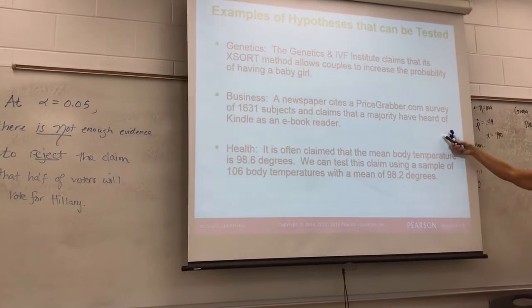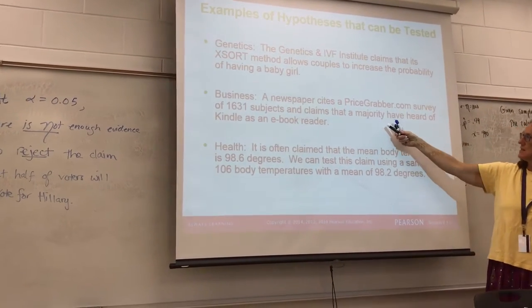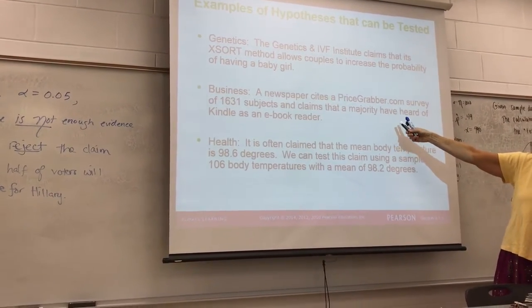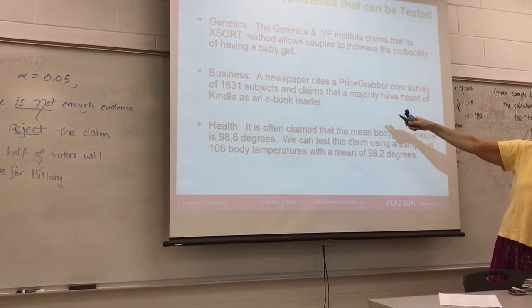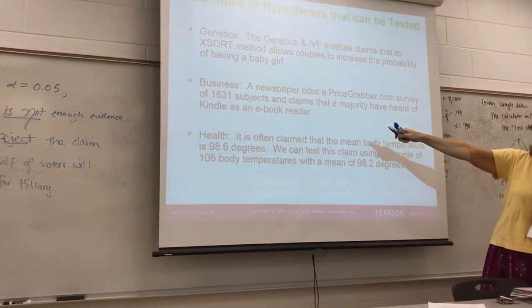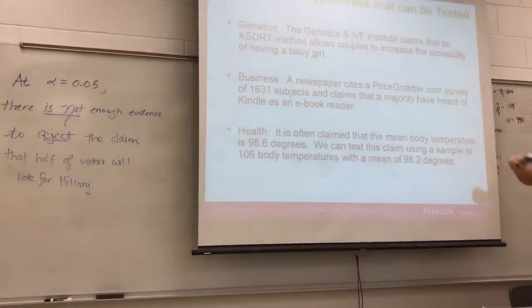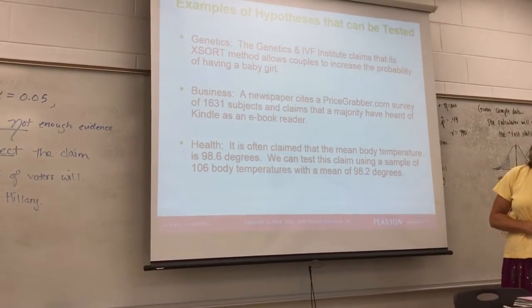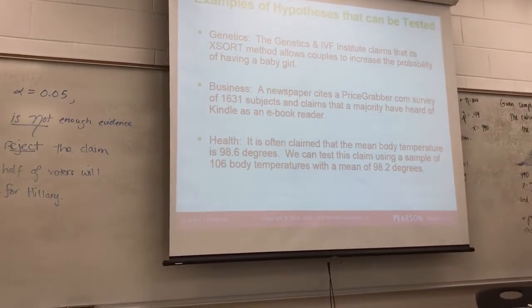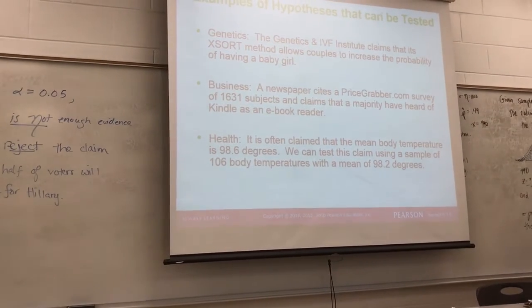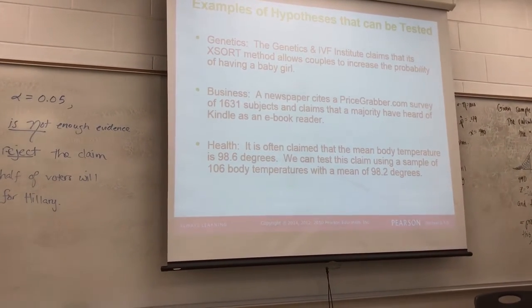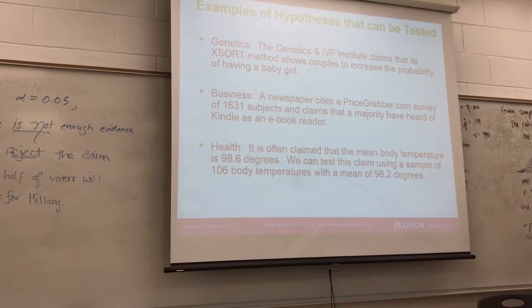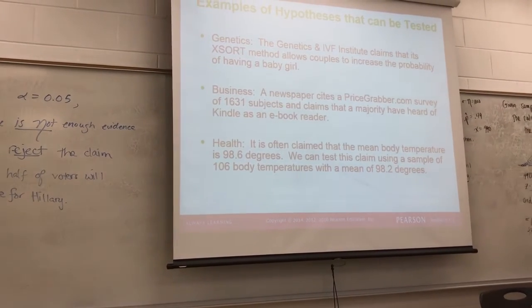This one is similar actually. It's a business situation. A newspaper cites a pricegrabber.com survey of 1,631 subjects and claims that a majority have heard of Kindle as an ebook reader. Majority, what does majority mean? More than 50%. So again, that's claiming that p, this proportion of people who know about Kindle, is more than 0.5.